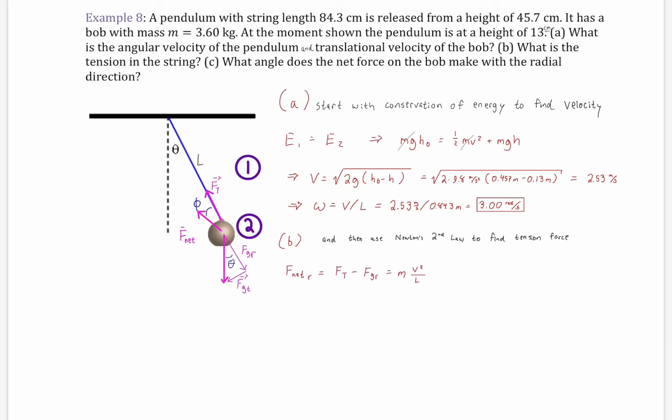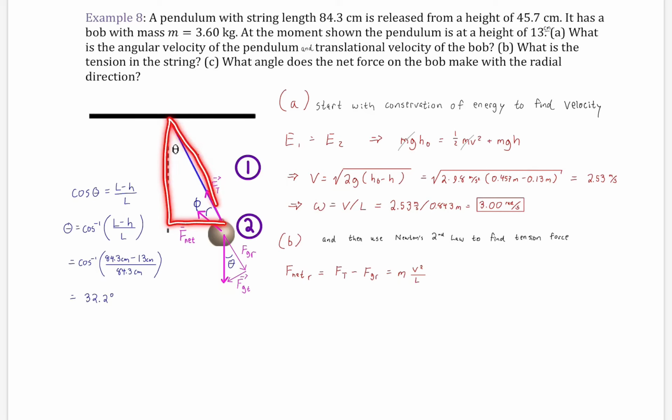As we've been doing, we're just going to consider the forces in the radial direction. So it's the tension force minus the radial component of the gravitational force. That's the net force in the radial direction, and that's equal to mass times centripetal acceleration. Well, here's the thing, we're going to need the angle after all. Why is that? Because we have a component of the gravitational force, so we need to take cosine of theta. But we don't know theta, we just know the height of 13 centimeters, and we know the length of 84.3 centimeters. So we have to set up this familiar right triangle.